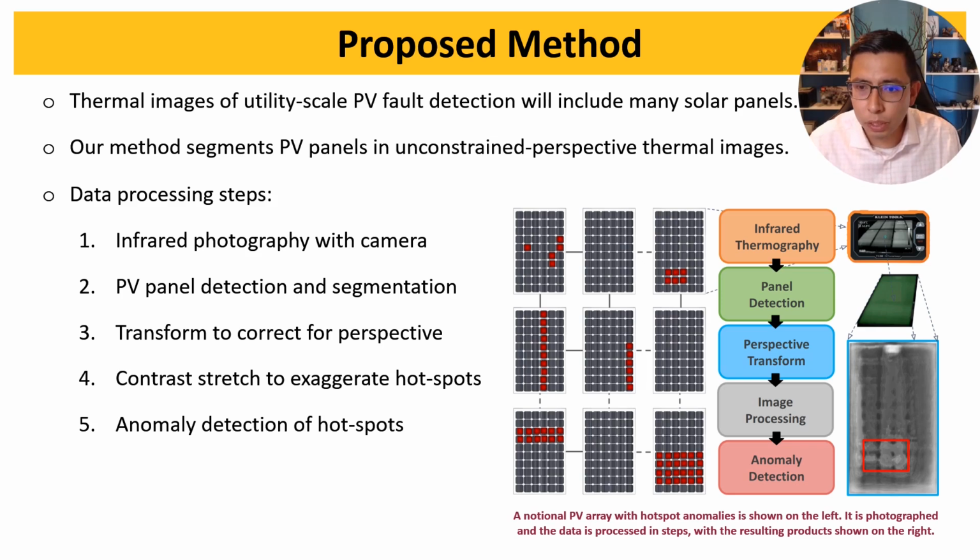The data processing steps that we use to detect those are using a handheld, for now, camera to take a thermal image. We want to do panel detection to segment out one panel at a time for analysis, which can be seen in the process on the right of the image. We will transform this through a perspective transformation, rectify it to be the original aspect ratio of the solar panel. Then we will stretch the contrast to exaggerate hot spots using a histogram equalization method. Finally, we can apply different anomaly detection techniques, such as object detection or a more simple thresholding method.